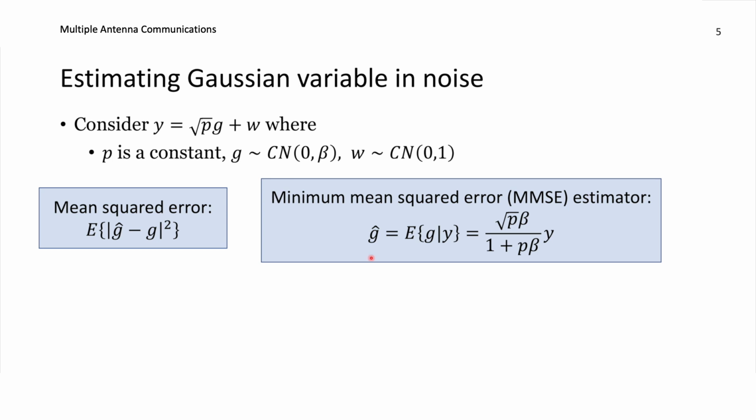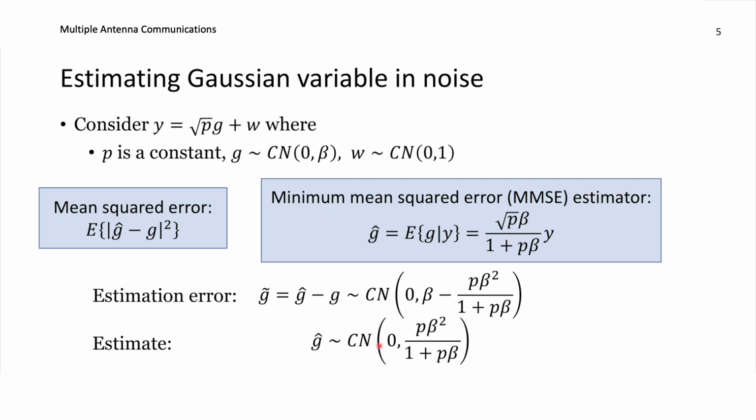From this expression, we can see that G hat is also going to be complex Gaussian distributed, because y is complex Gaussian distributed. It is a combination of these two Gaussian variables, and then we multiply with the constant. So the estimate, G hat, is going to be complex Gaussian. It has 0 mean, and then the variance is going to be the square of this term here, which is p times beta squared, and then we would get the square of this term, but then y has this as its variance as well, so that's why we only get 1 plus p times beta. So this is the variance of the channel estimate.